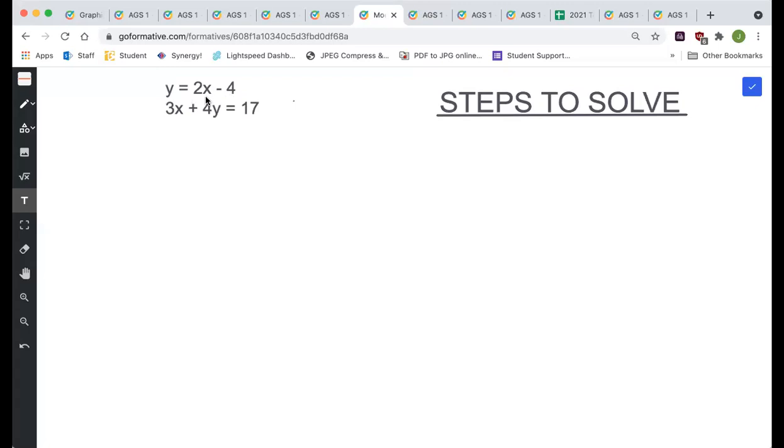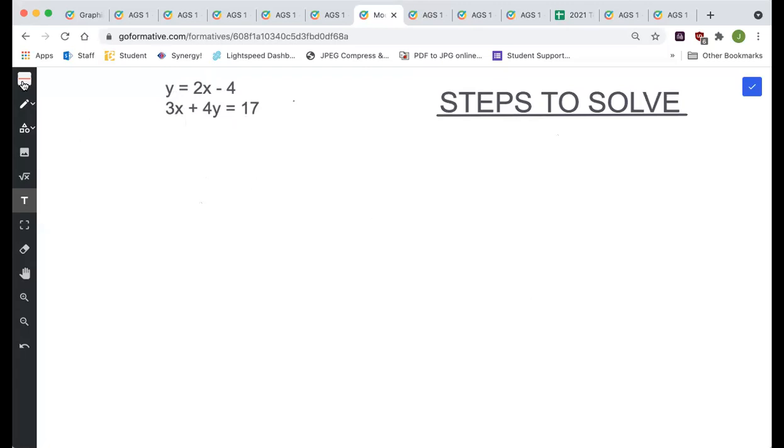All right, so we've got the equations y equals 2x minus 4, 3x plus 4y equals 17. This is a system of equations because there are two or more equations. As we solve this, I'm going to show all of the work on this left side, and write out the steps that we can hopefully use in future problems on the right side.